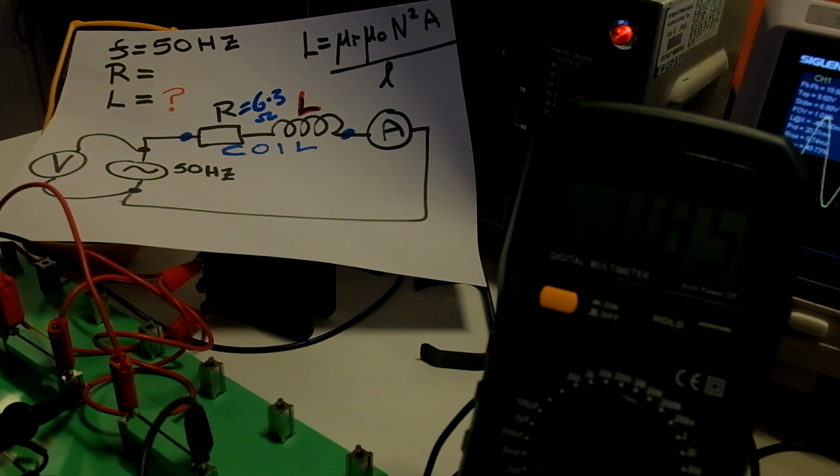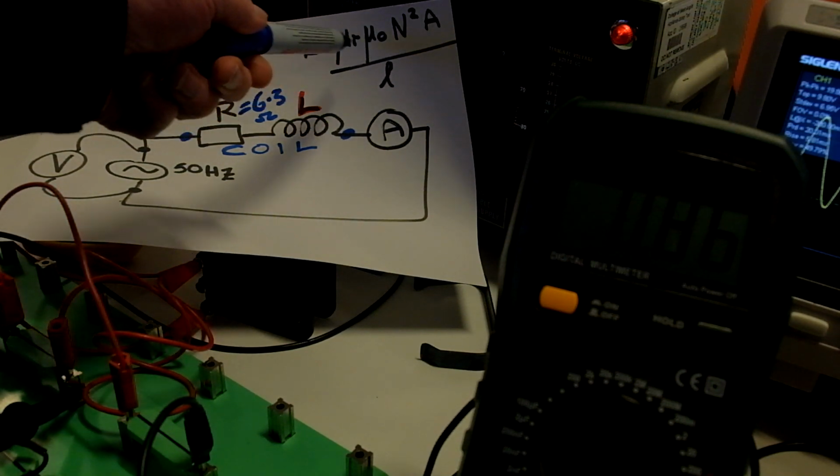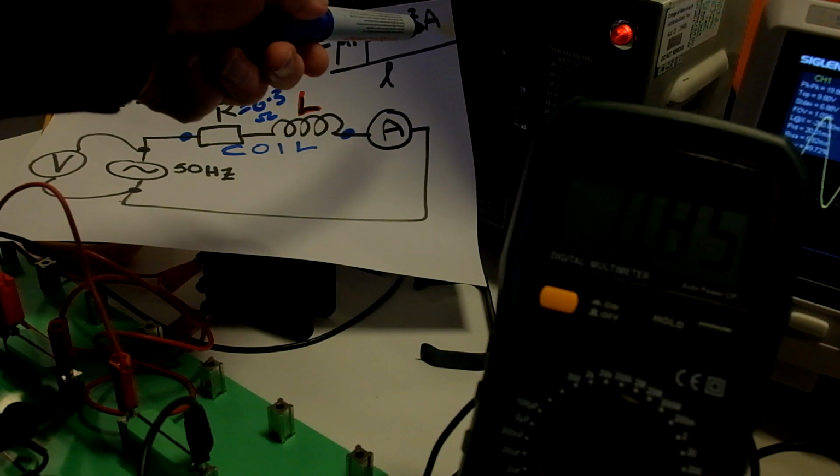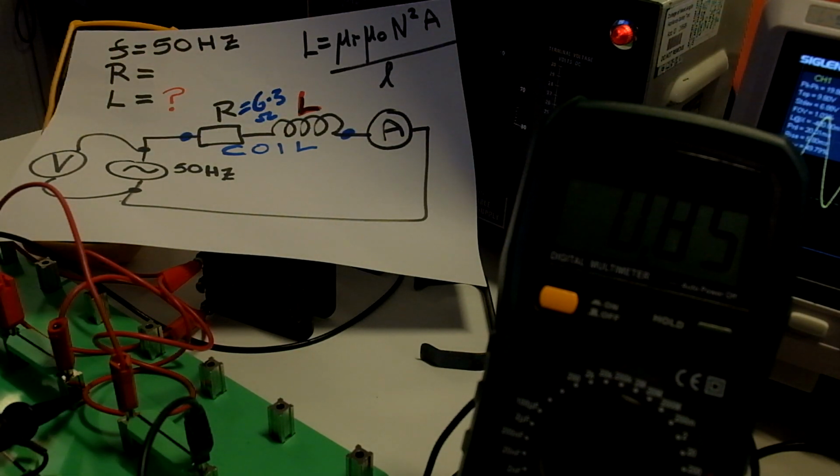In a further video, we will verify the permeability value and the inductance value by the formula which uses the physical parameters of how the inductor is built, in terms of the number of turns squared, the cross-sectional area and its length.